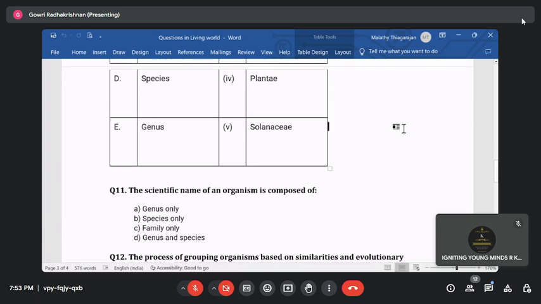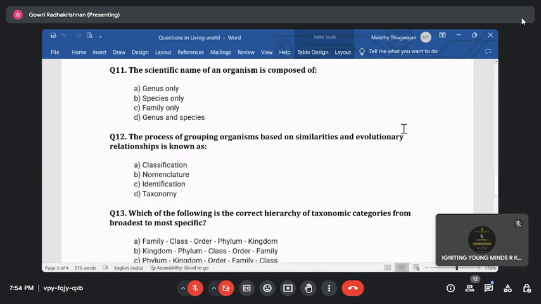Others, could you all do it? Yes, ma'am. Okay, good. You all understood. Very good. Now we move on to question number 11. The scientific name of an organism is composed of? Option B or D? D, ma'am. Yes, genus and species.